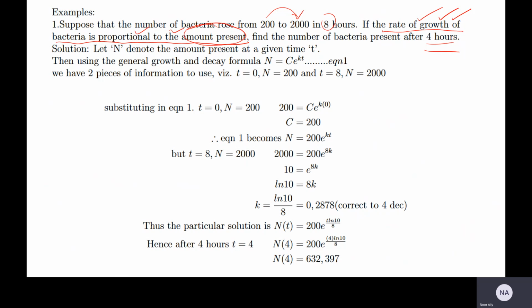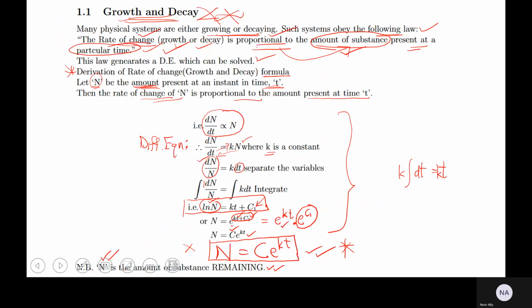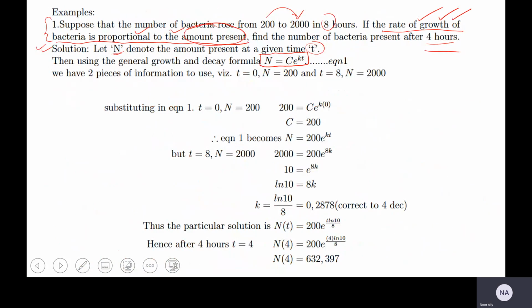Now, what's our solution? So this is the question. In our solution, you're going to introduce an n. You're going to say let n denote the amount present at a given time t. And when you do that, then you can write down the equation n is equal to c e to the power kt. Unless I tell you to actually derive it, then you'll have to do what we did in the first slide. If they don't ask you, then we can go straight onto the example here.